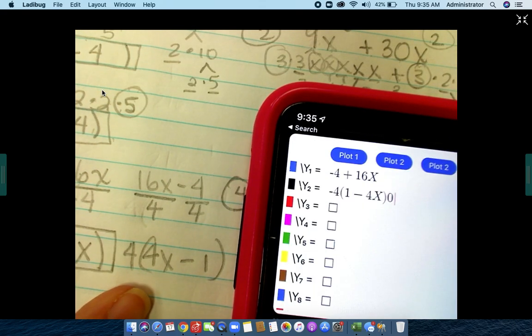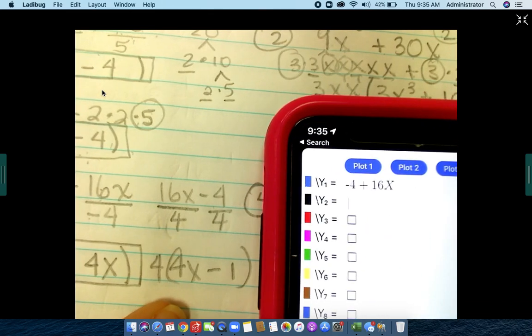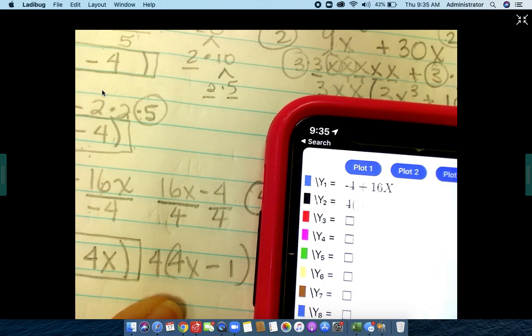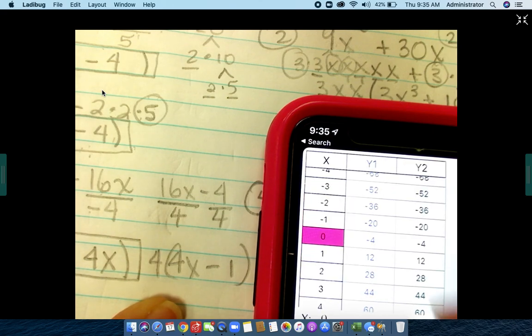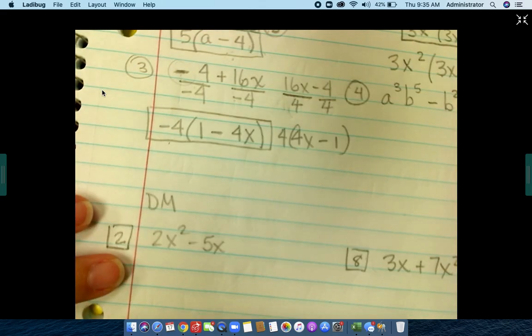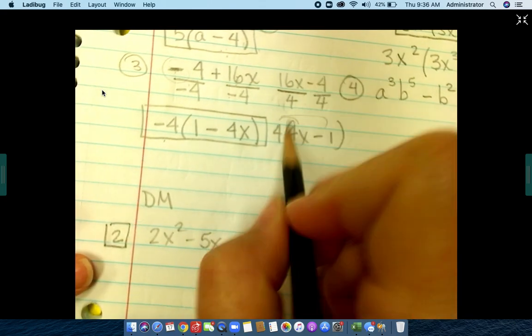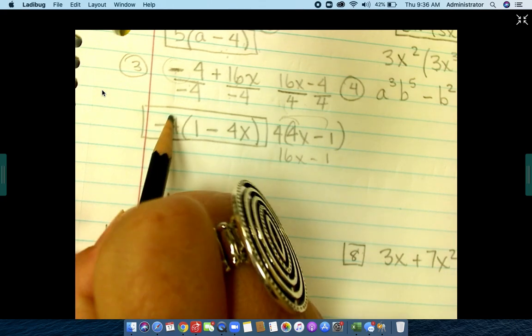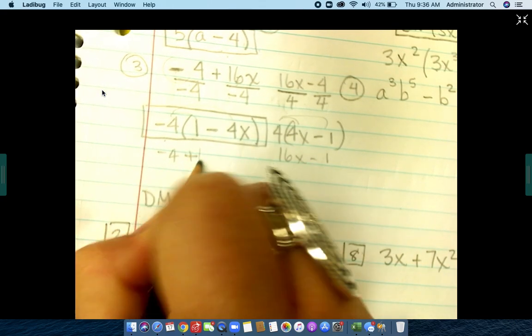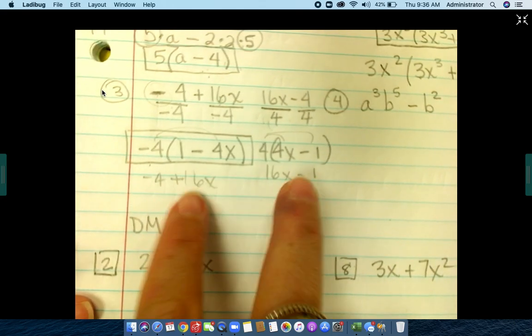Over here, if I did it this way, is it the same thing? So again, same problem in Y1. And in Y2 this time, I'm going to type in 4 as my GCF and then 4x minus 1. Is that the same? Yes. So that shows you that either method is going to be correct, whether you do it this way or you switch it around. And the reason is that when you distribute this, you still get 16x minus 4. And here, you still get negative 4 plus 16x.